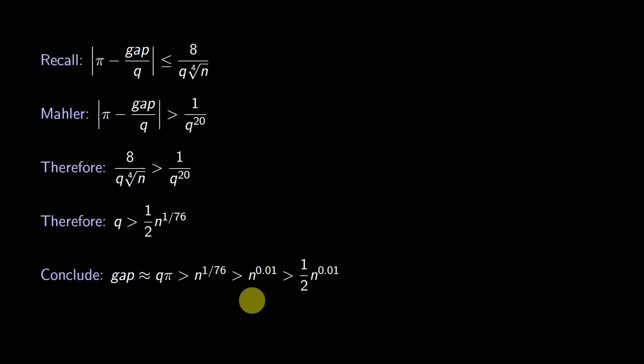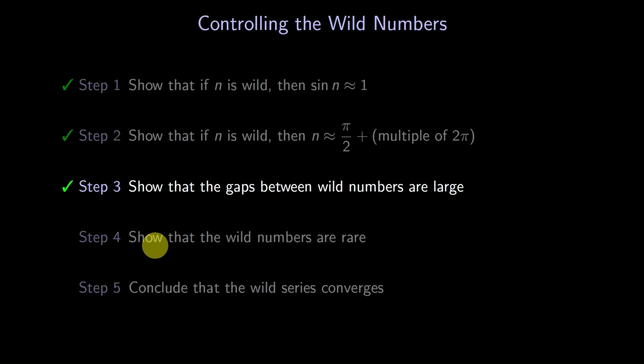Gap is bigger than n to the 0.01. We'll even throw in a factor of 1/2 so that we can remove the assumption that n is bigger than 5,000. We've completed the hard step. We've shown that the gaps between the wild numbers are large. Yay! The remaining steps are simpler.